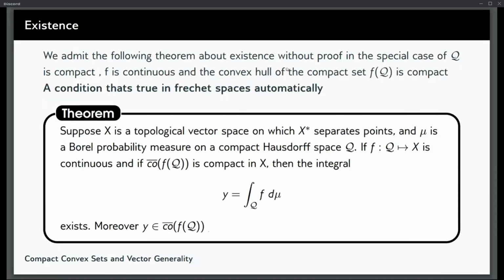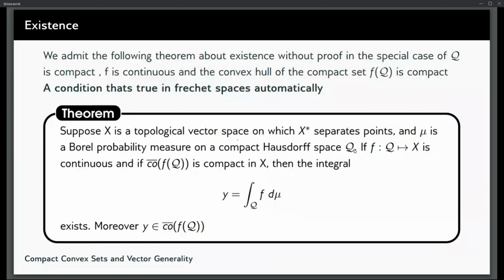Now we're going to admit the following theorem about existence, in the special case where Q is compact, F is continuous, and the convex hull of F of Q is compact, which is true in Fréchet spaces automatically, right? So suppose X is a topological vector space on which X star separates points. Mu is a Borel probability measure. A Borel measure, if you remember from measure theory, is just a measure on the sigma algebra created by the open sets, and a probability measure just has mass 1, so the measure of the entire space is equal to 1.